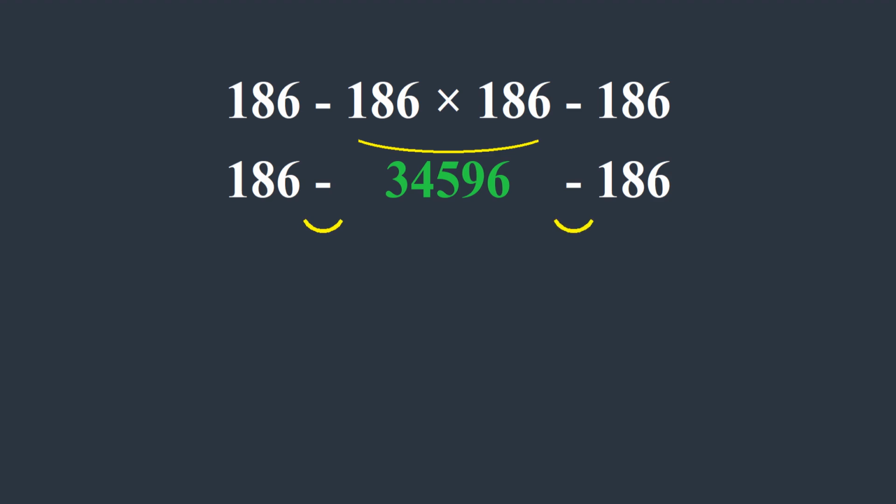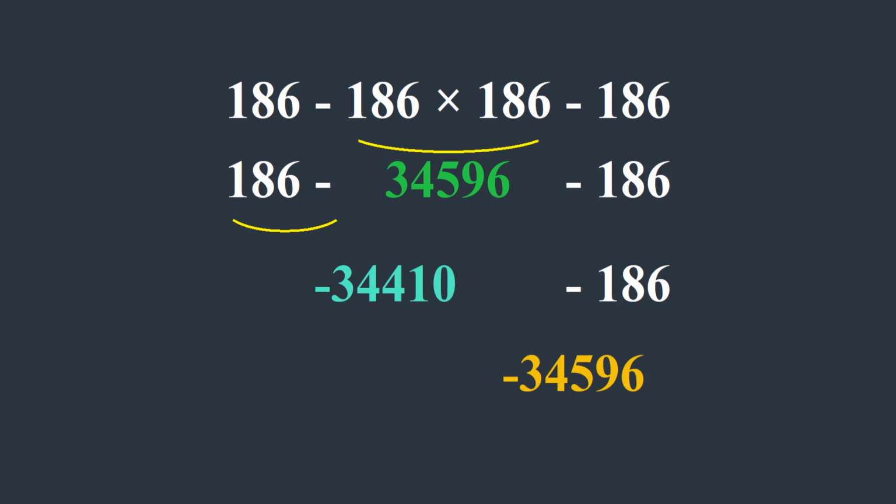So 186 minus 34,596, which equals minus 34,410. So we have minus 34,410 minus 186, which equals minus 34,596. And this is our final answer for this problem.